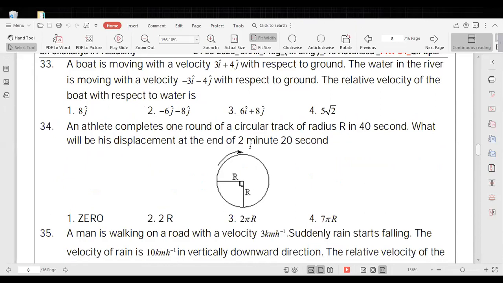A boat is moving with a velocity 3 i cap plus 4 j cap with respect to ground. That means the velocity of the boat with respect to ground, V_B bar, is given as 3 i cap plus 4 j cap. It is direct only, I think. The water in the river is moving with a velocity, the velocity of the river, equal to minus 3 i cap minus 4 j cap with respect to ground. The relative velocity of the boat with respect to water, or with respect to river, is the question. It is a direct problem only.